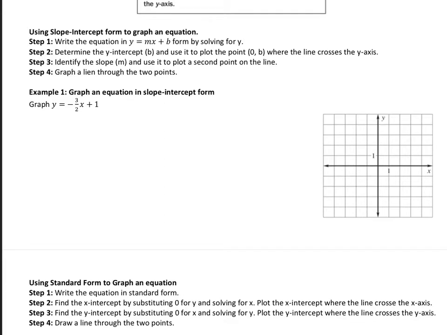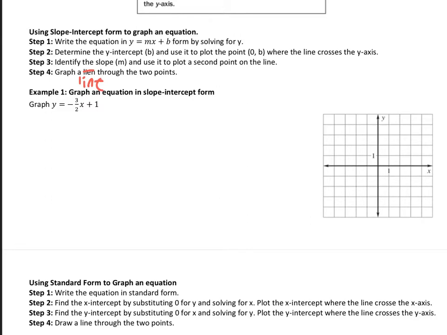You use that to count from your y-intercept to graph a second point, and once you have 2 points, you can graph a line, not a lean. Sorry about that. A line. Didn't spell check that one, I guess.